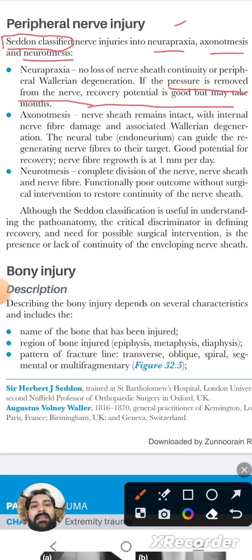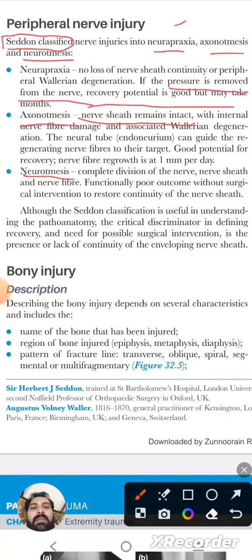So in neuropraxia, there is no structural deformity, no structural problem. There is only physiological conduction block. In axonotmesis, there is disruption of the axons. Axons have been damaged, but the nerve sheath is intact. In neurotmesis, the whole nerve has been divided. The whole nerve has been damaged.